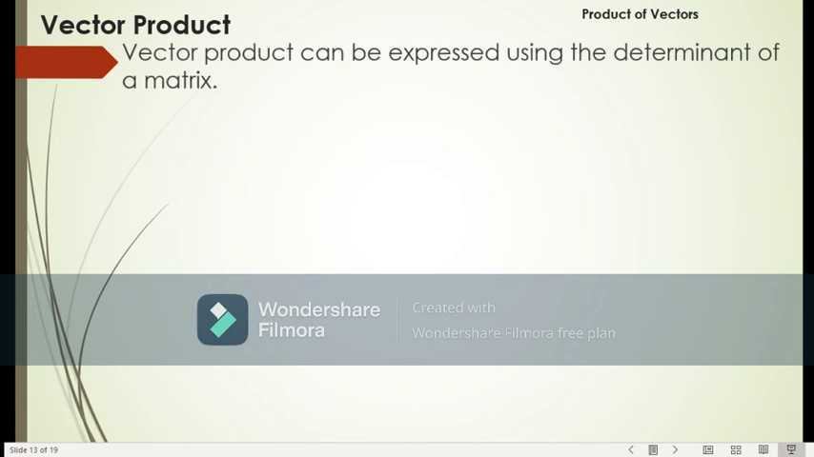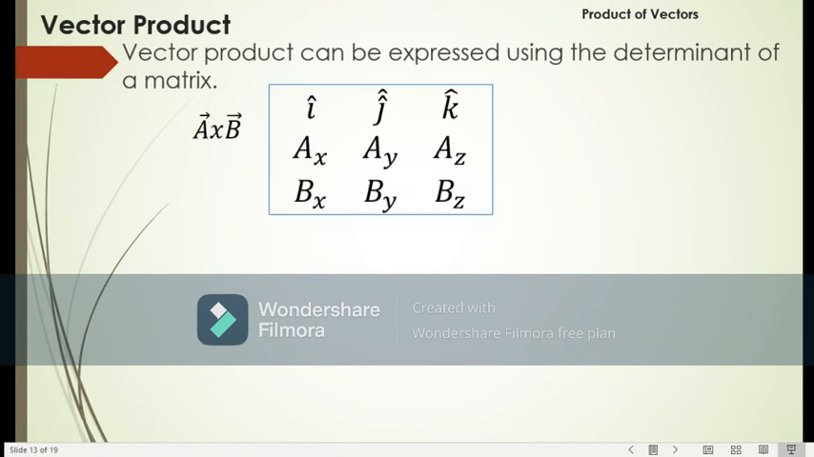The vector product or the cross product can also be expressed using the determinant of a matrix. For example, we are asked to multiply A cross B. So write it in a matrix form for us to easily multiply using the vector product. This is the matrix form of A cross B. Write the components of A, those are A sub x, A sub y, and A sub z, and the components of B as B sub x, B sub y, and B sub z.